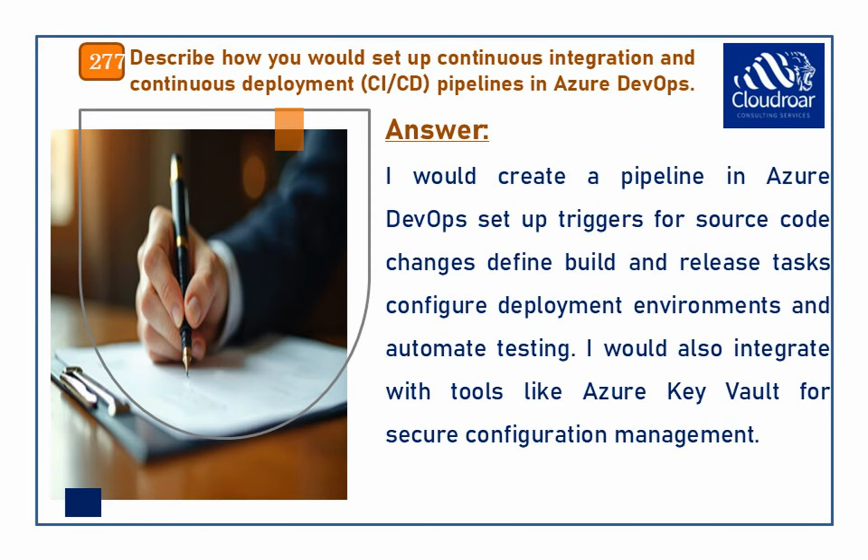Question 277. Describe how you would set up continuous integration and continuous deployment (CI/CD) pipelines in Azure DevOps. I would create a pipeline in Azure DevOps, set up triggers for source code changes, define build and release tasks, configure deployment environments, and automate testing. I would also integrate with tools like Azure Key Vault for secure configuration management.